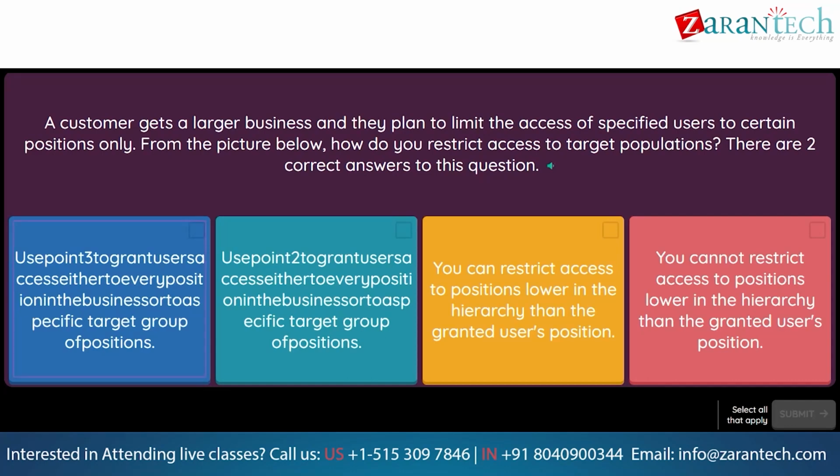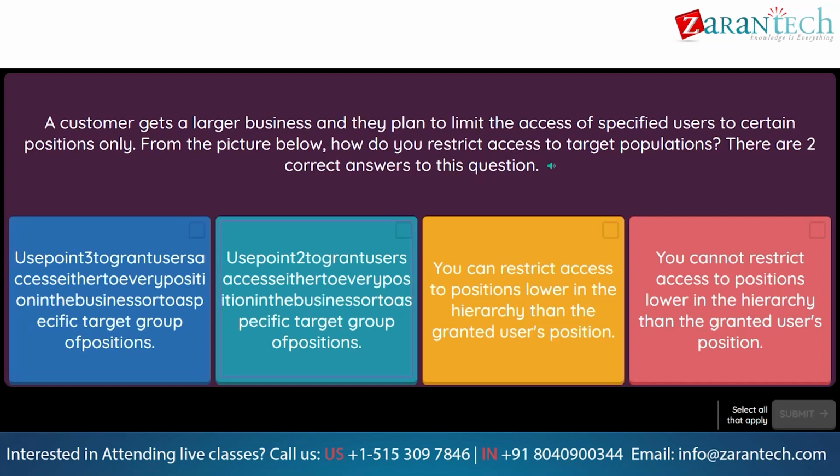Option 1: use the target population to grant access either to every position in the business or to a specific target group of positions. Option 2: target population to grant access either to every position in the business or to a specific target group of positions. Option 3: you can restrict access to positions lower in the hierarchy than the granted user's position. Option 4: you cannot restrict access to positions lower in the hierarchy than the granted user's position.